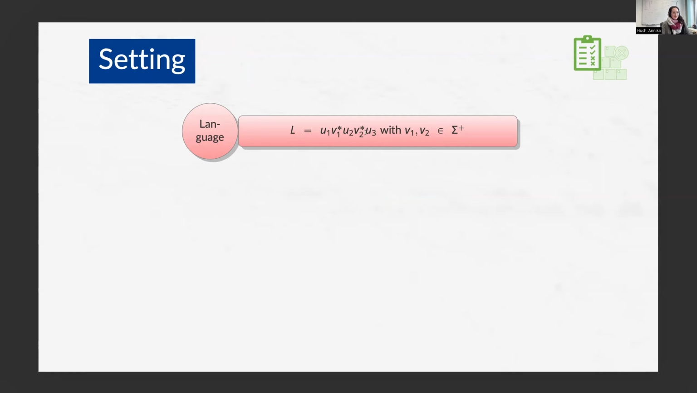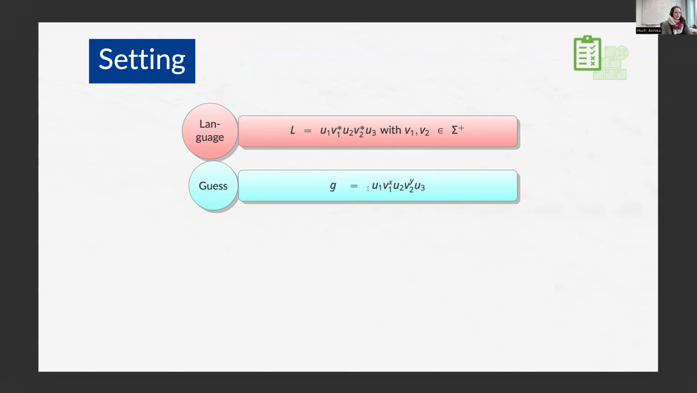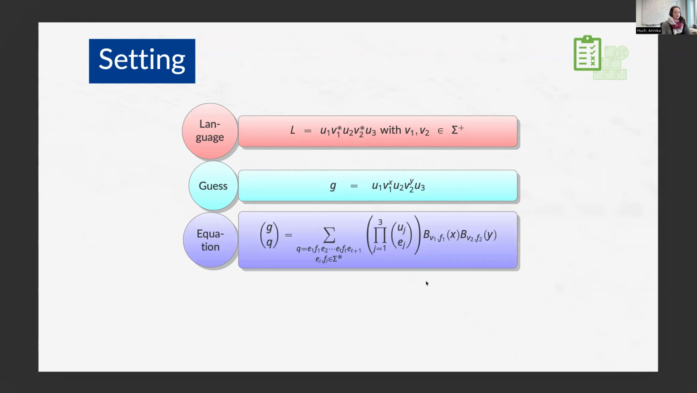So our examples from before for this presentation were also small, but we know for sure that we have this exact form. Then our guess word is exactly of this form too, with x and y. The equation can be evaluated up to this form because we know we only have two loops, so we have only two polynomials and 3 u parts, which is u1, u2, u3.